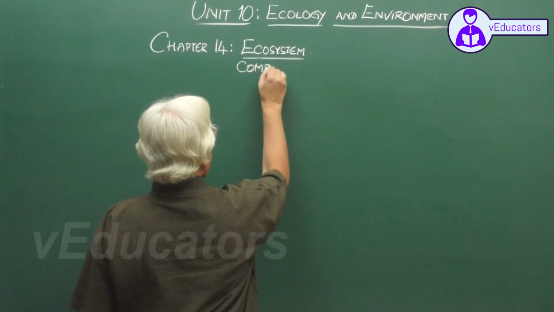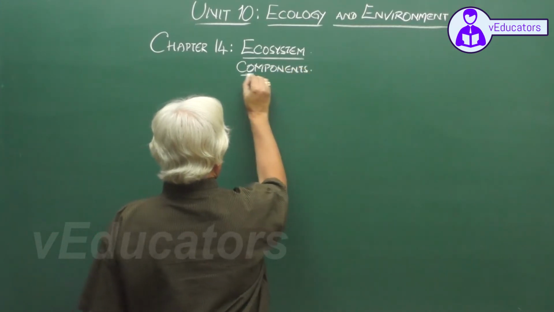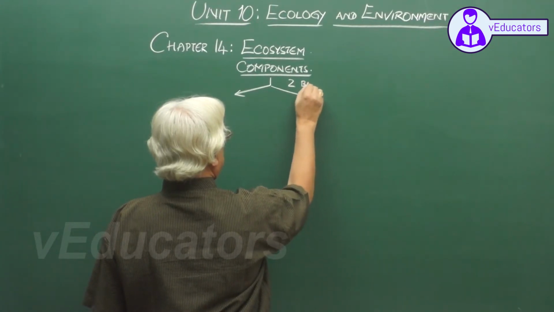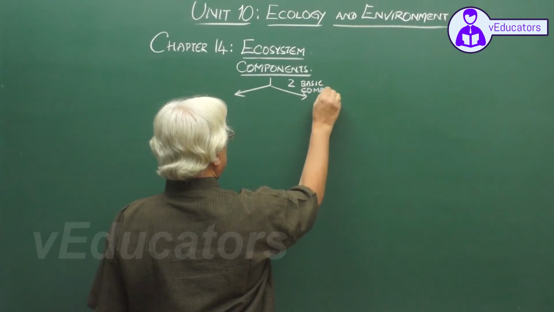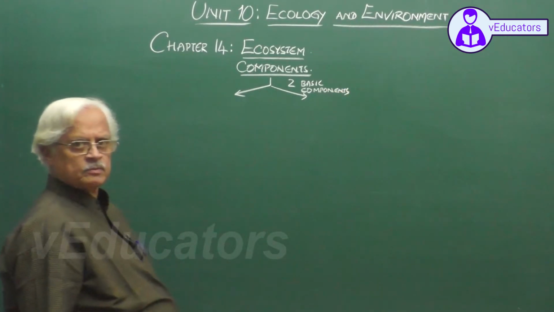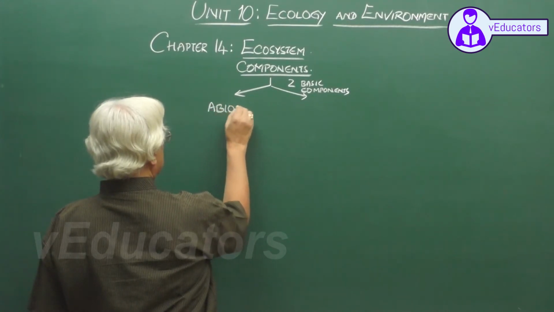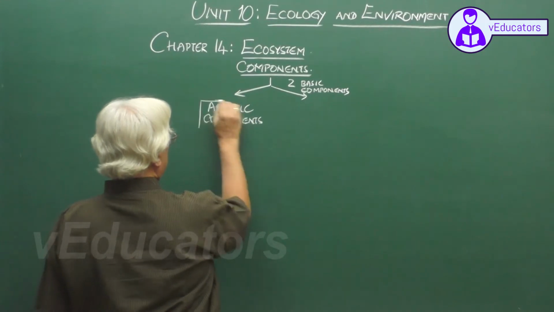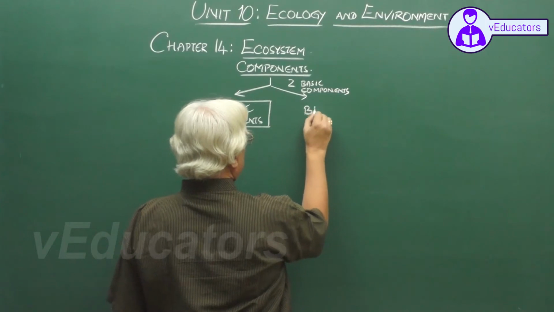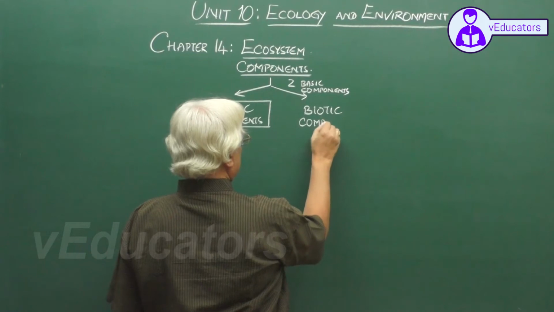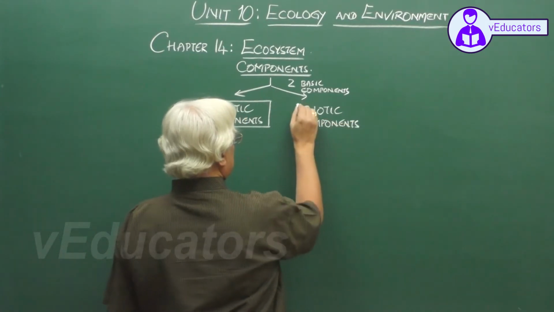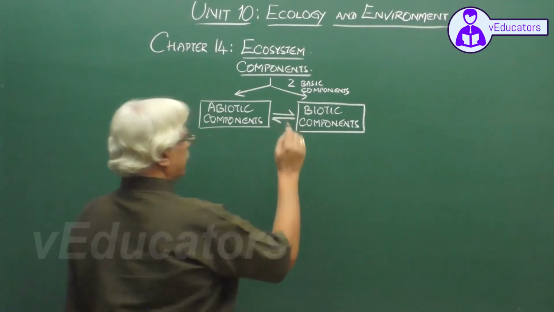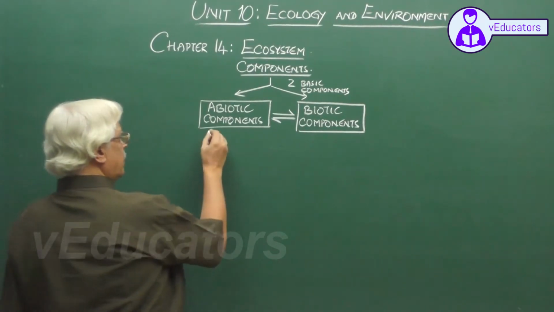Components of the ecosystem. By definition, an ecosystem should have two basic components: the non-living components, which are called abiotic components, and the living components, which are known as biotic components, which are interacting with each other.